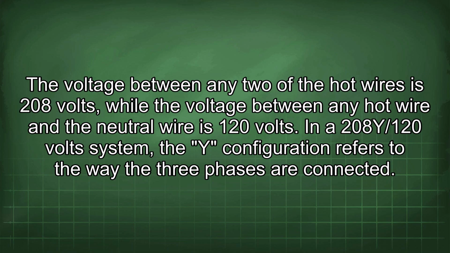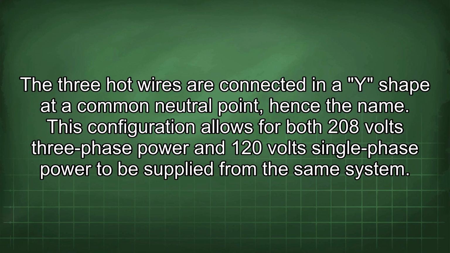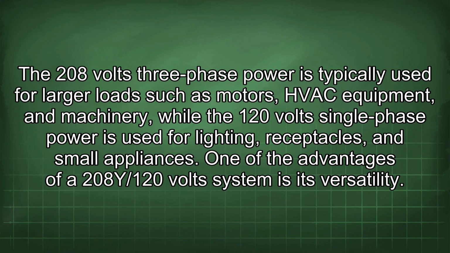In a 208Y/120 volt system, the Y configuration refers to the way the 3 phases are connected. The 3 hot wires are connected in a Y shape at a common neutral point, hence the name. This configuration allows for both 208 volts 3-phase power and 120 volts single-phase power to be supplied from the same system. The 208 volts 3-phase power is typically used for larger loads such as motors, HVAC equipment, and machinery, while the 120 volt single-phase power is used for lighting, receptacles, and small appliances.